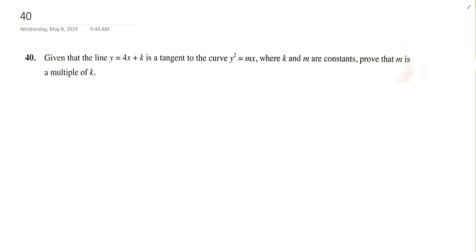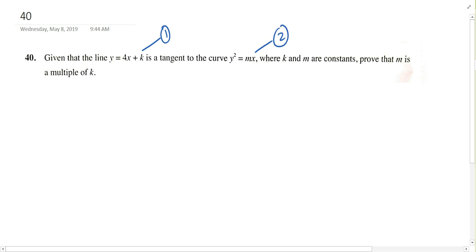Simultaneous equations. Okay, I see two equations over here. Let's call this 1 and let's call this 2. Solving them simultaneously, I'll sub 1 into 2, giving me 4x plus k squared equals to mx.